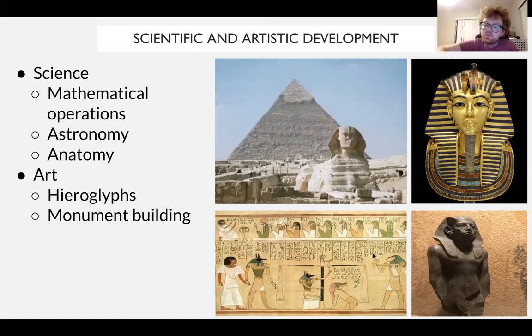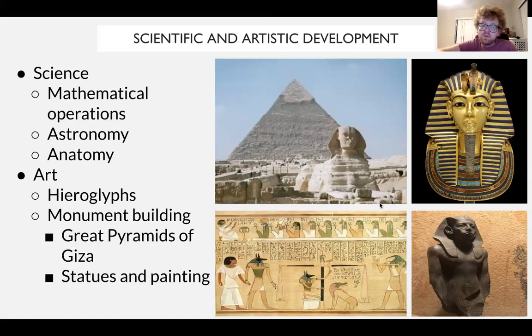You have monument building, you have the Great Pyramids of Giza, that's probably the primo example. But you also have statues and painting. You have an understanding of human anatomy in the creation of statues, in the creation of semi-realistic painting.